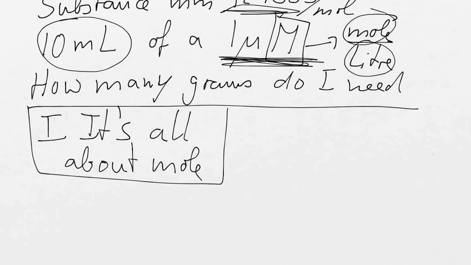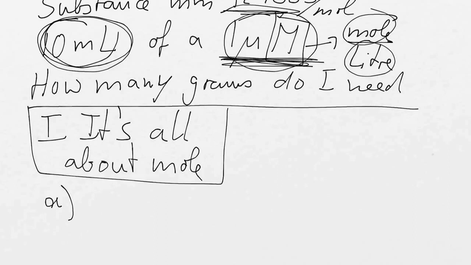So the first step in this case is, and this is a two-step procedure. We want to have 10 milliliter of a 1 micromole per liter solution. How many mole are in this solution? So that's the first question. How many mole do we have? Or do we need?